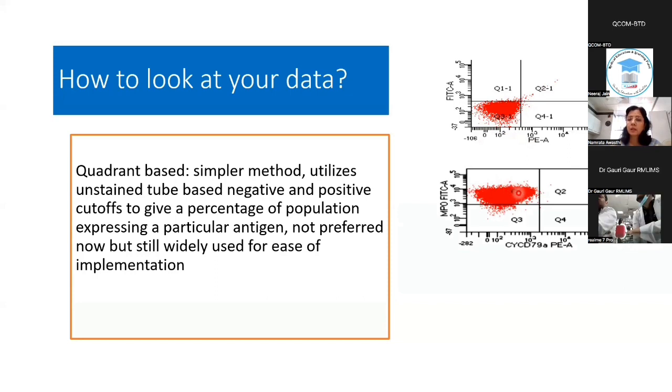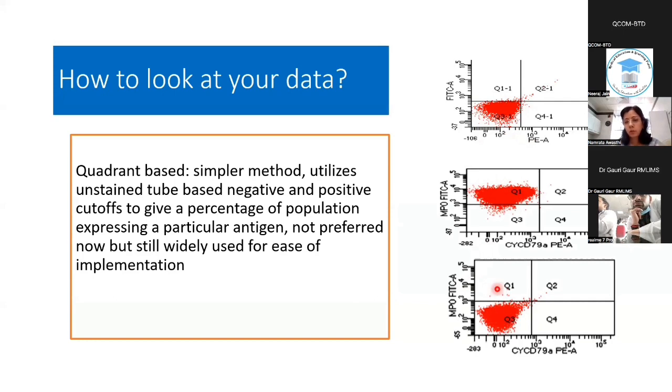And the statistics from the software will tell us what percentage of cells are falling in the Q1 region, and therefore we get a percentage to it. And we can also get the negative population like this. So this is not a preferred method now, but still widely used because of the ease of implementation. Because we all want to know how many cells are positive and how many cells are negative.